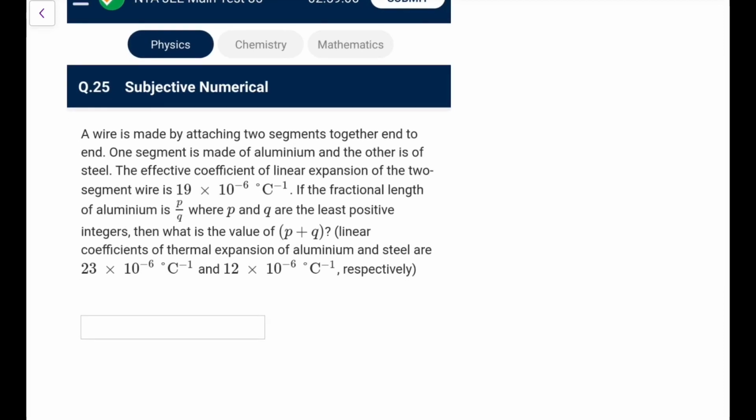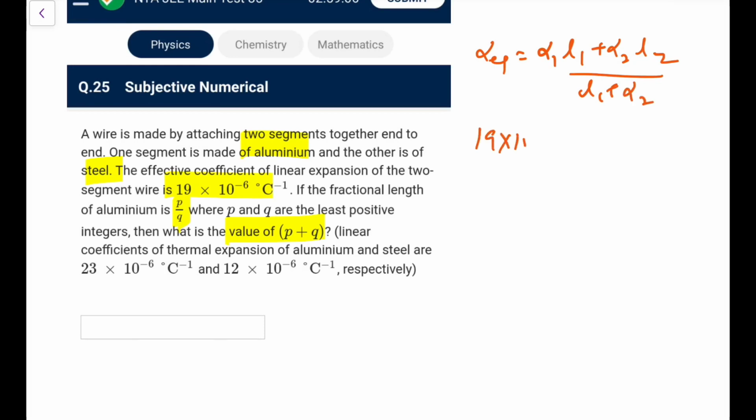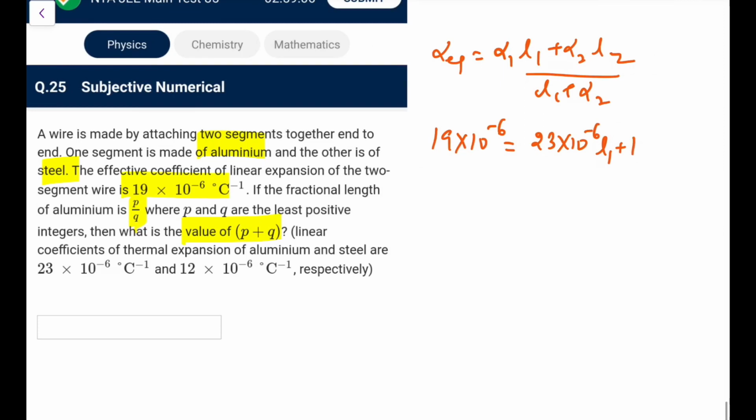A wire is made by attaching 2 segments together end to end. One segment is of aluminium, the other is of steel. The effective coefficient of linear expansion is this. The fractional length of aluminium is this. Then the value of P plus Q. Okay, so the effective alpha, you all know, is alpha 1 L1 plus alpha 2 L2 upon L1 plus L2. So we have 19 into 10 to the power minus 6 equals alpha 1 L1, where alpha 1 for aluminium is 23 into 10 to the power minus 6 into L1, plus 12 into 10 to the power minus 6 into L2, upon L1 plus L2.